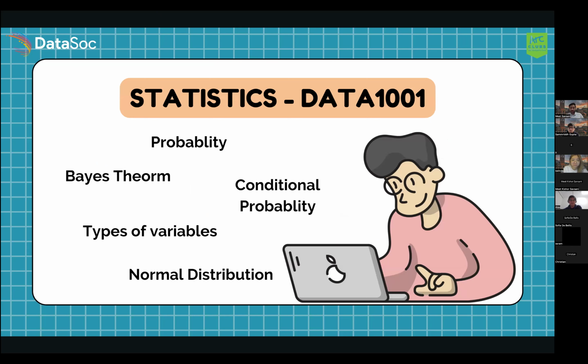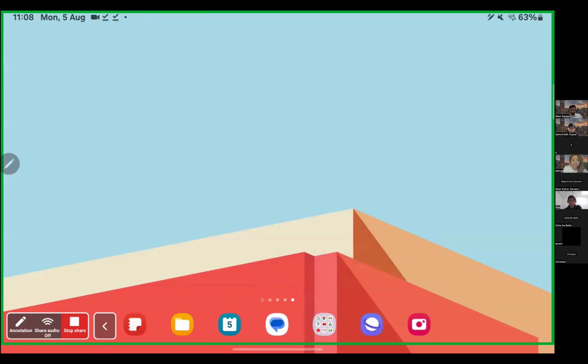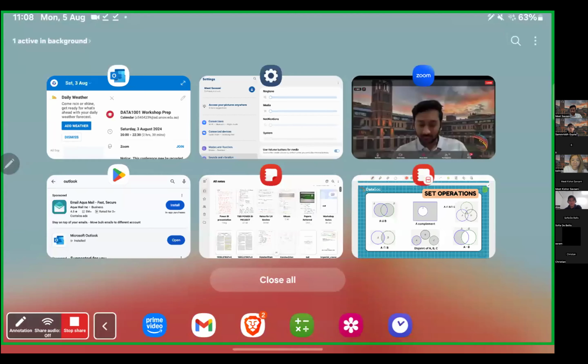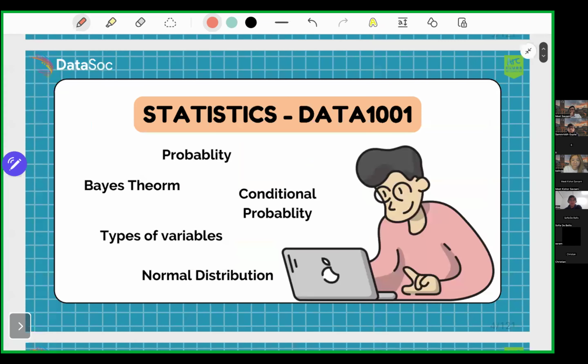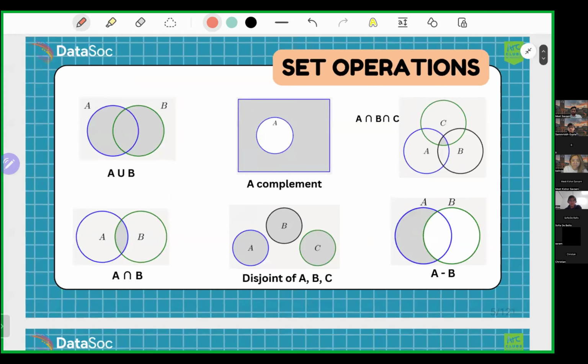Hello everyone. So we'll start with statistics. Let me share my screen. So we quickly jump into set operations. We all know the basic part of set operations, that it contains two sets, mainly A and B. And this particular thing is called the Venn diagram.